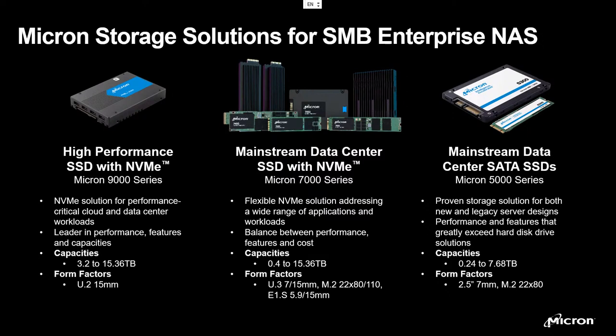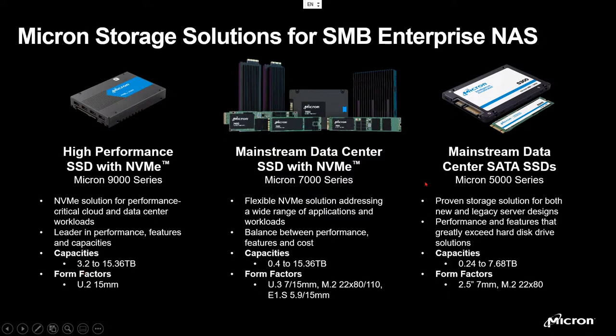We work very closely with QNAP to make sure all these drives that you see are validated in their system. Let me introduce you from the left-hand side. The left-hand side features our fastest and highest performance SSD under the NVMe series. We call it the Micron 9000 series. Typically, this range of NVMe drives is used by customers who demand high performance, low latency on mission critical cloud and data center workload. So it leads in performance, features, and capacity. In terms of sizes, it ranges from 3.2 all the way to 15.36 terabyte.